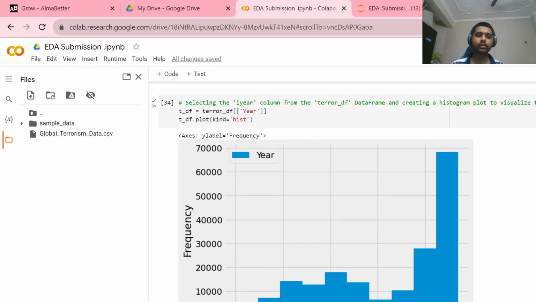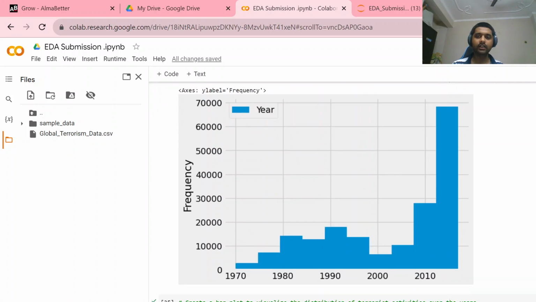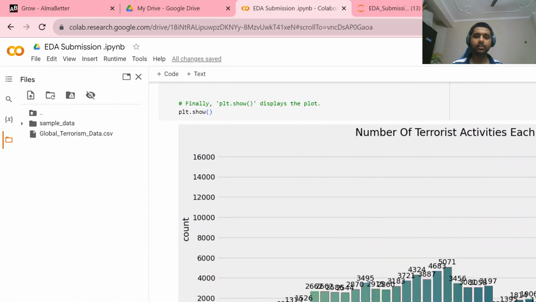So here is the plot of the visualization of how many attacks occurred in each and every year. The number of terrorist activities each year, we can see here from 1972 to 2017, how these terrorist activities are increasing and decreasing. As we can see, they are increasing at first and decrease to around 2003-4, and then again have a high peak around 2003, 4, 5, and in the recent years it is very high.